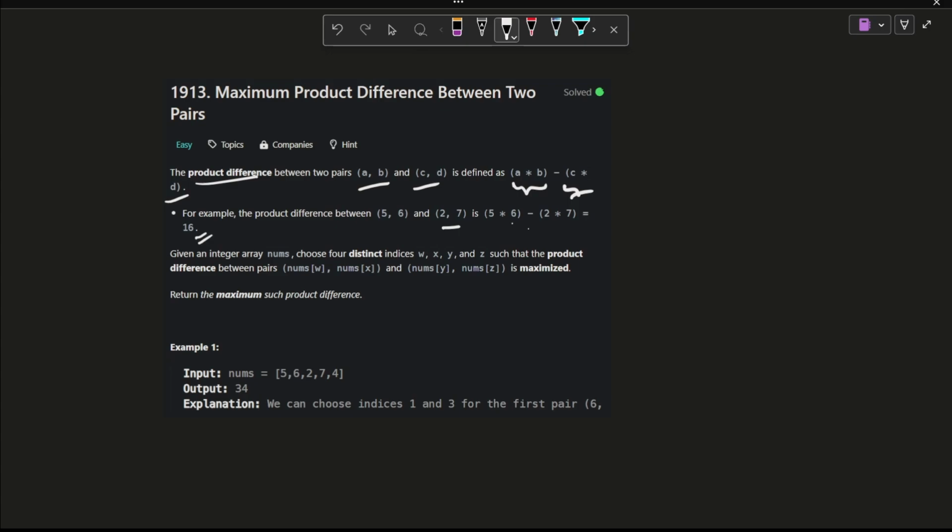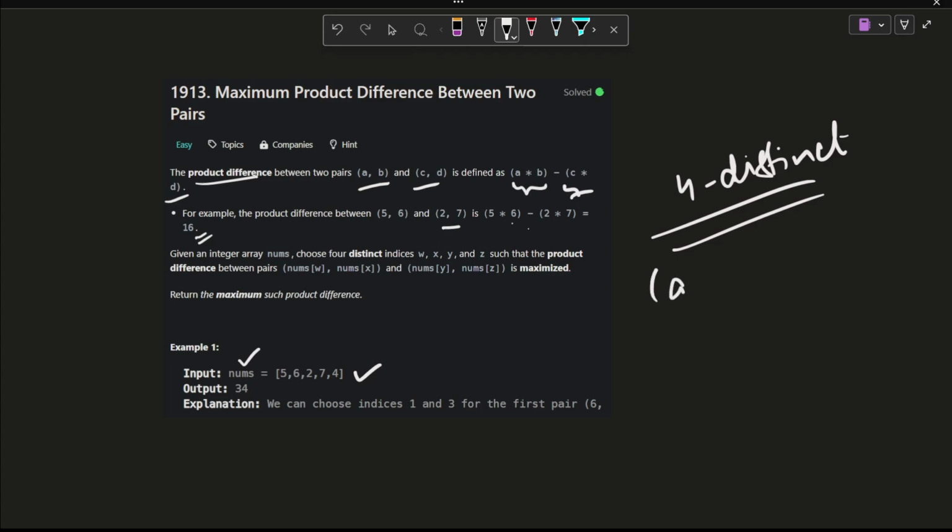So what they are basically trying to say in a simple manner is we'll be given one such integer array called nums, and from this array we have to choose four distinct indices such that we will be making one pair, that is a1, b1. Consider this as the first pair, and consider a2, b2 as the second pair.